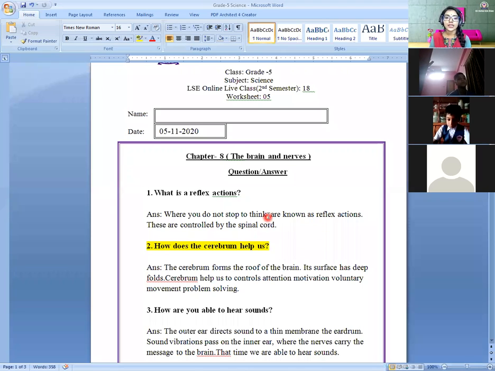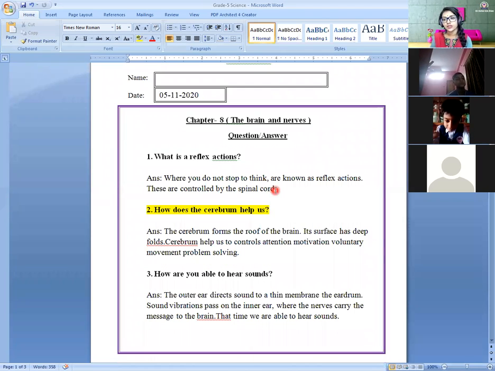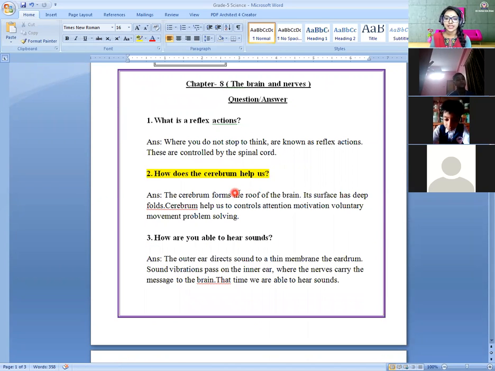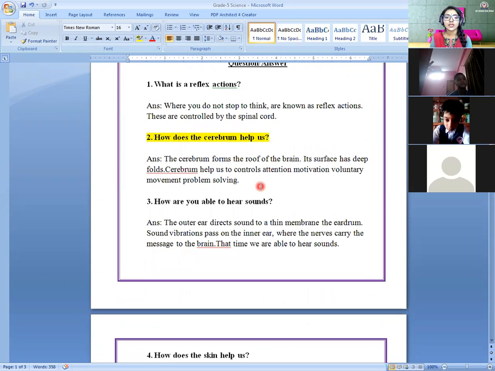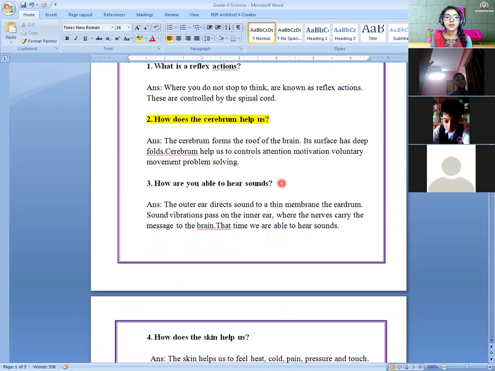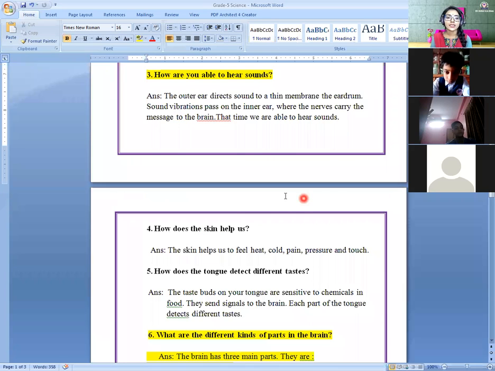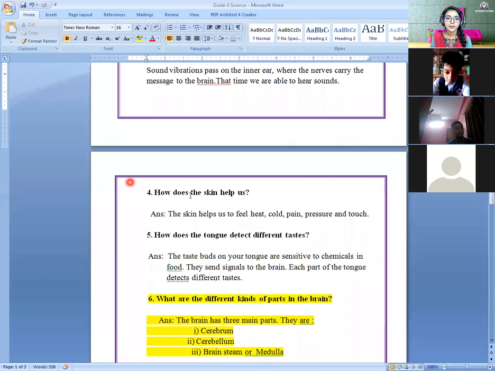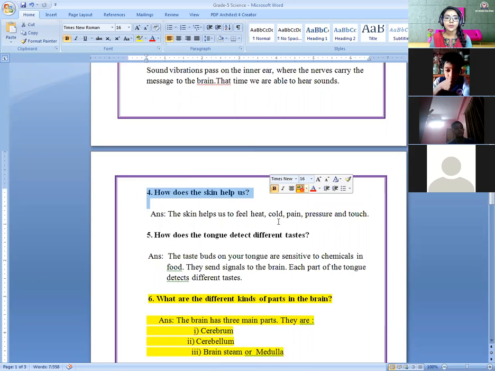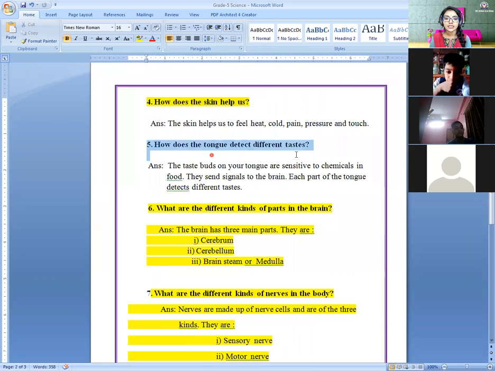So the chapter is the brain and nerves. Question answer, short questions. We also have broad questions. The first question is, what is reflex action? The second is, how does the cerebrum help us? How are you able to hear sound? And the fourth one is, how does the skin help us? Okay, the fifth one is, how does the tongue detect different tastes?